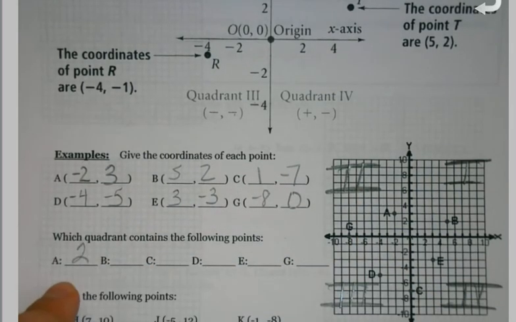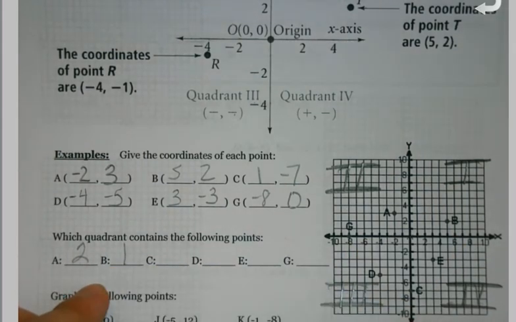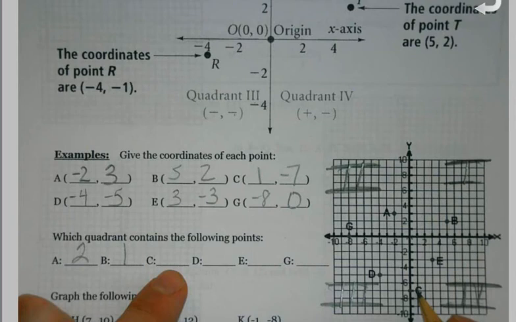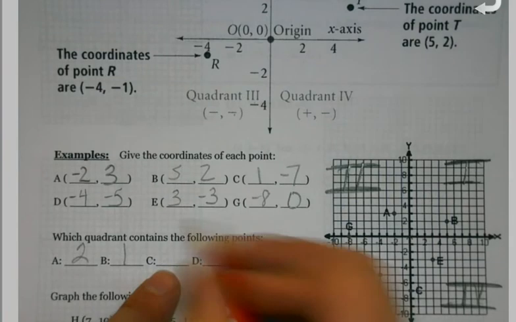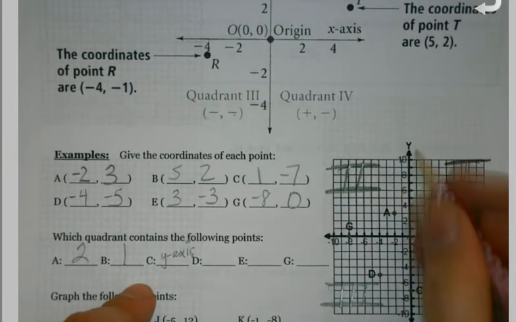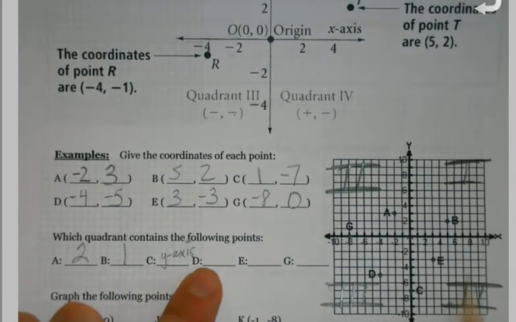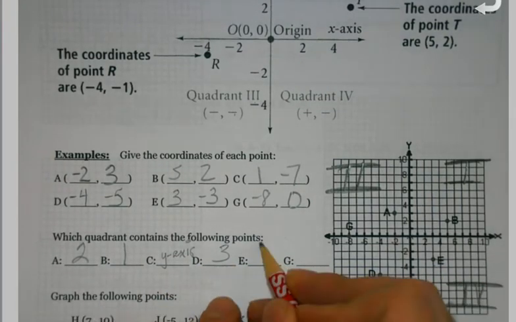So if I label them, that makes the next part pretty easy. A is going to be in quadrant 2. B looks like it's in quadrant 1. C, oh, C. Is C in a quadrant? No. It's on the y-axis. If it's on one of the axes, it's not in a quadrant. I don't want to say it's in quadrant 3, 4, okay? I just want to make sure I get that situated. D is going to be in quadrant 3. E would be down here in quadrant 4.